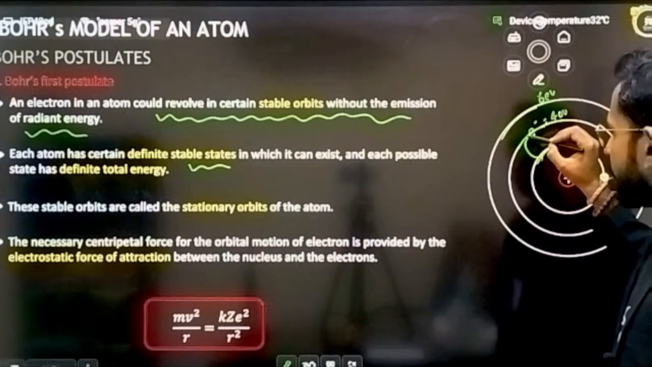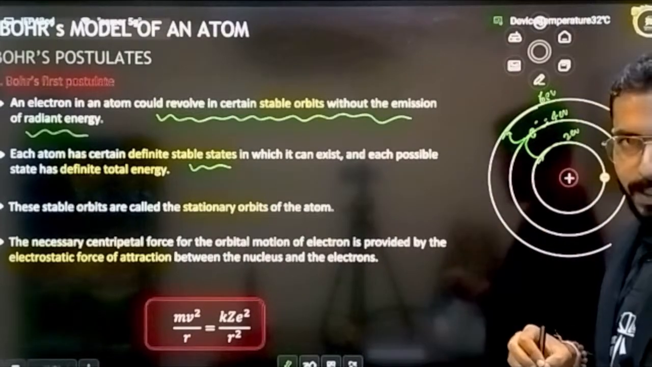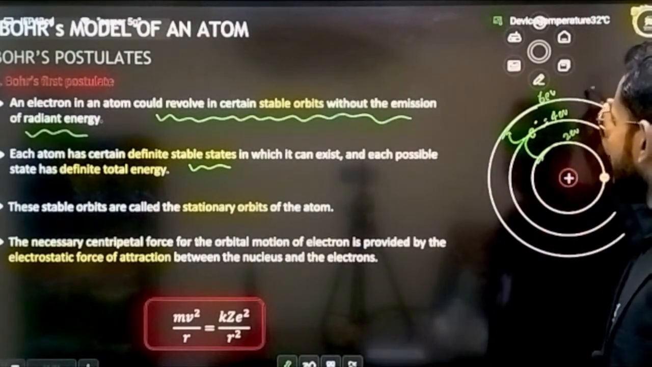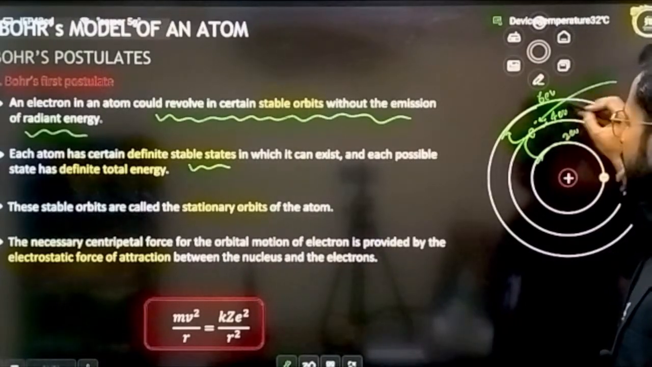But suppose it has to be excited into the higher excited state. It wants to make a transition to the highest excited state. That means it has to absorb some energy, and how much energy is required?